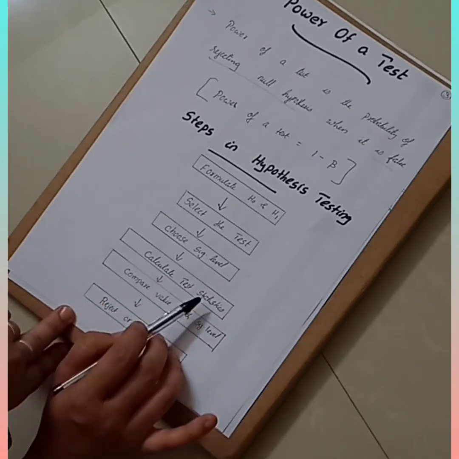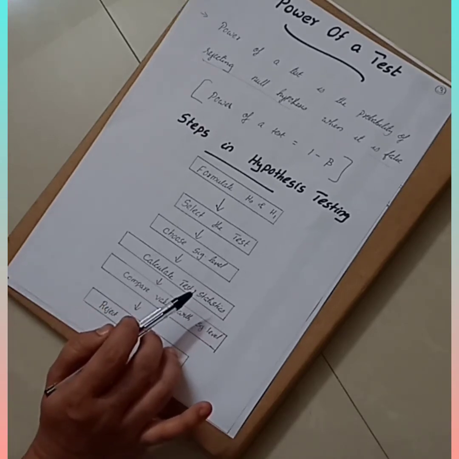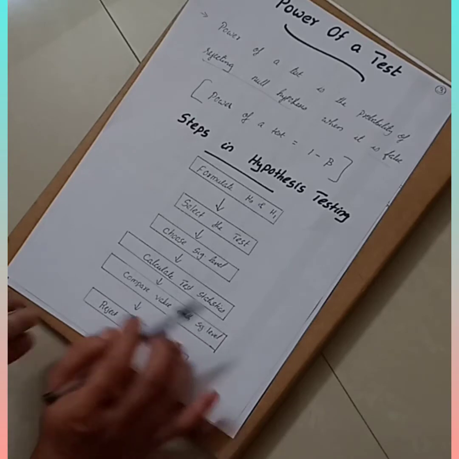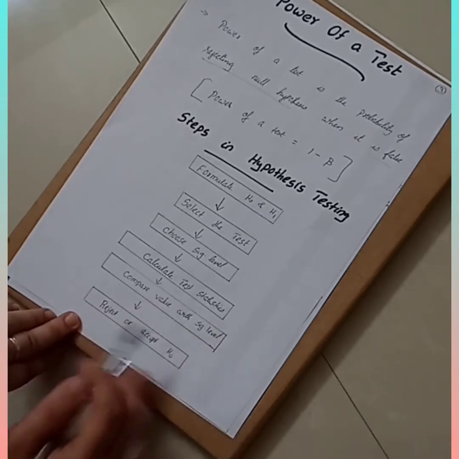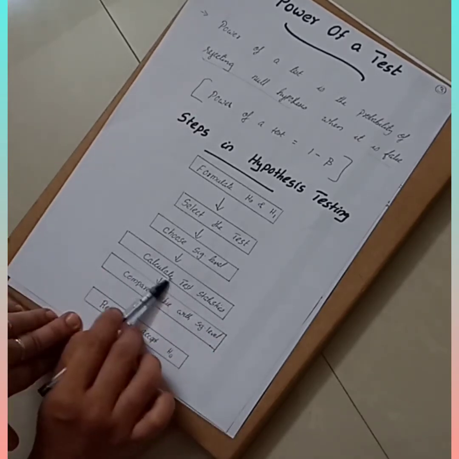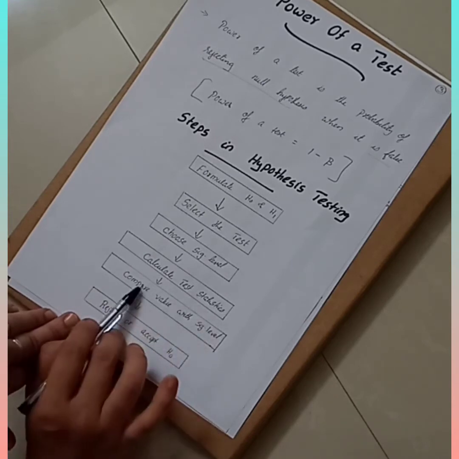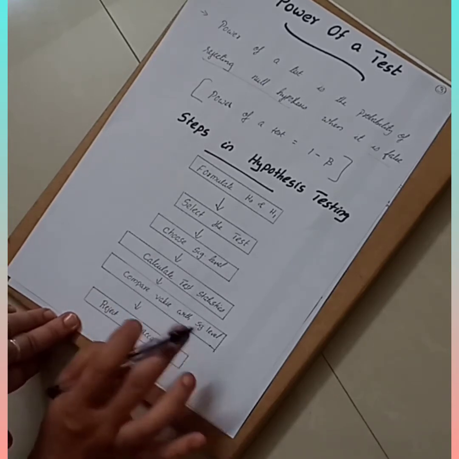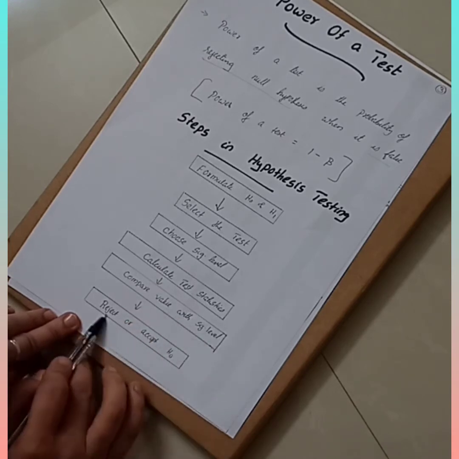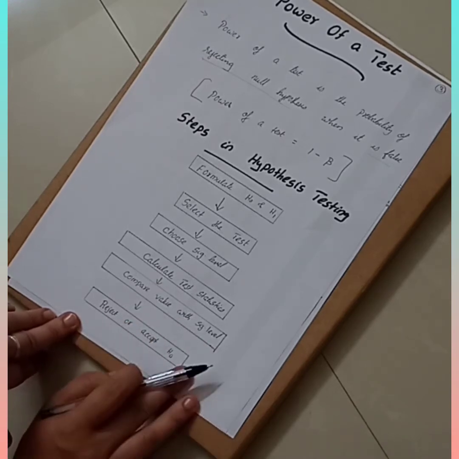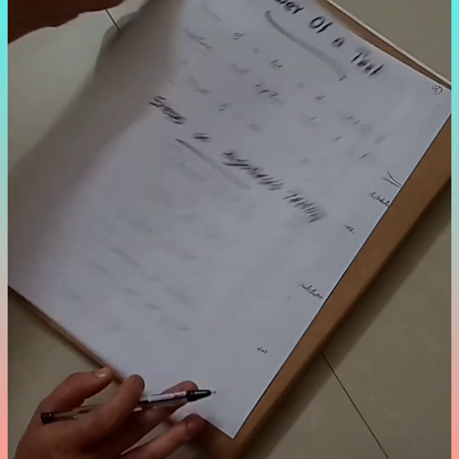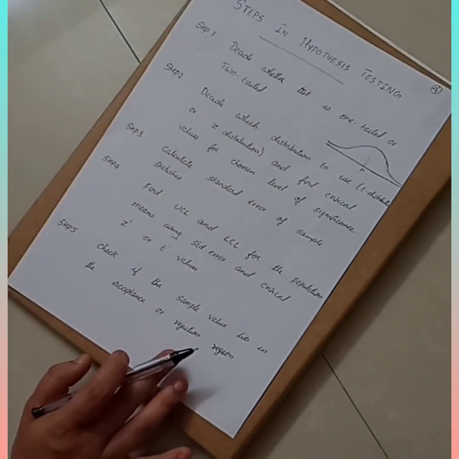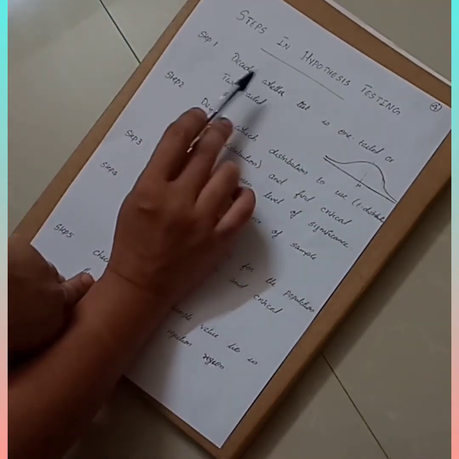Then calculate the test statistic. If it is a Z test, then we need to perform that and find the value, or if it is a T test, then again accordingly we need to find the test statistic. Then compare the value with the significance level. Now we need to check whether it is coming in the acceptance region or rejection region, and you can accept or reject the hypothesis.